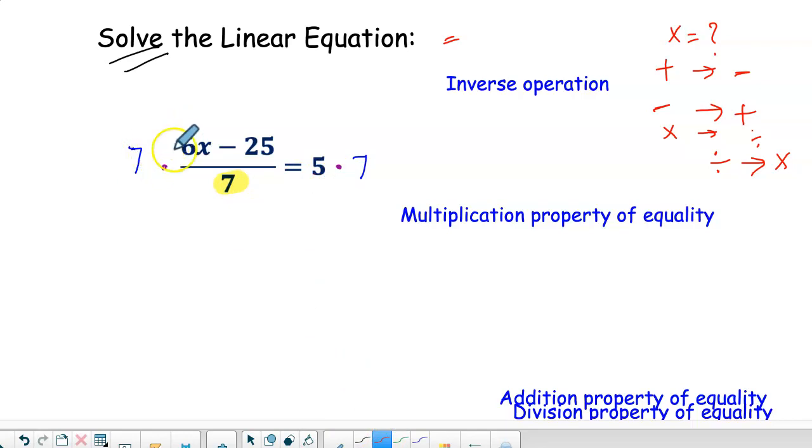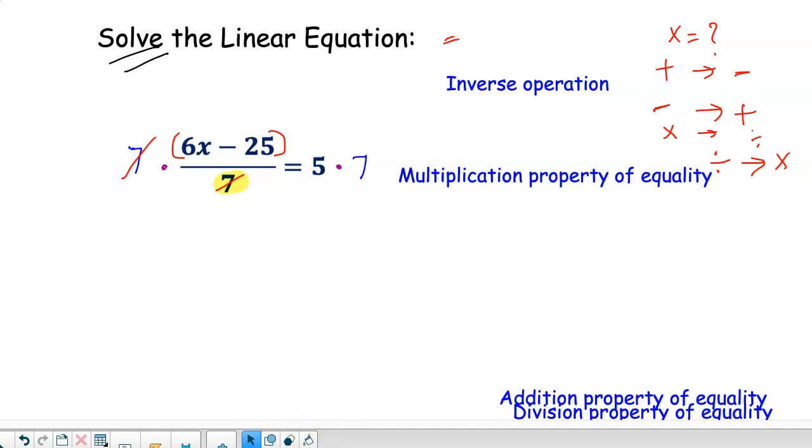Now see what happens. This is like 7 times this whole expression divided by 7. So 7 and 7 got cancelled. That is the purpose of using this property, the multiplication property of equality. And let us bring down the numbers and the terms that are remaining. So you have here 6x minus 25 is equal to 5 times 7. What is 5 times 7? 35. Right. Now in the next step, I'll have to take care of this 25.